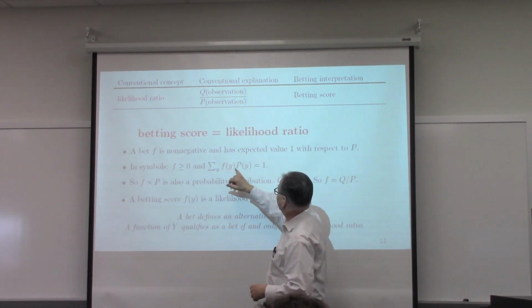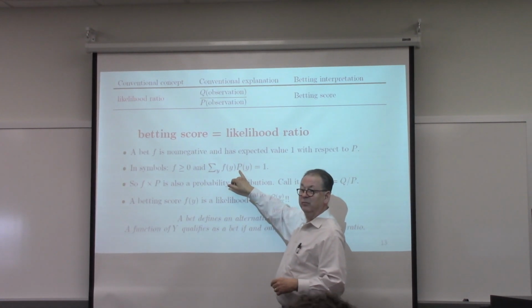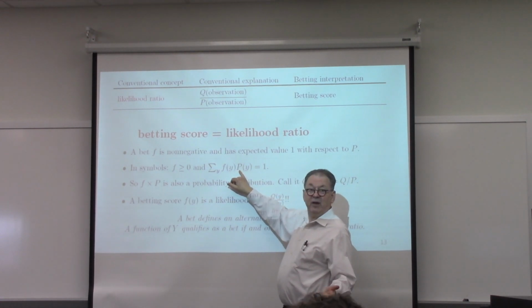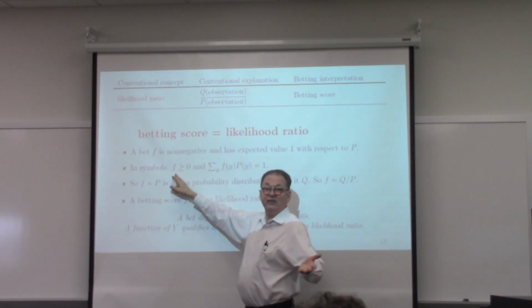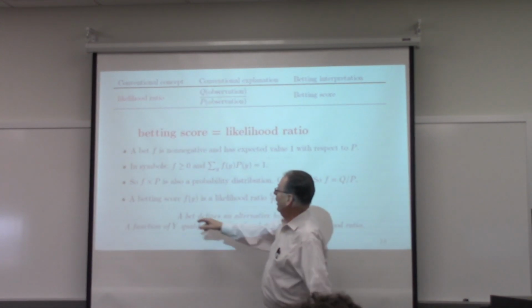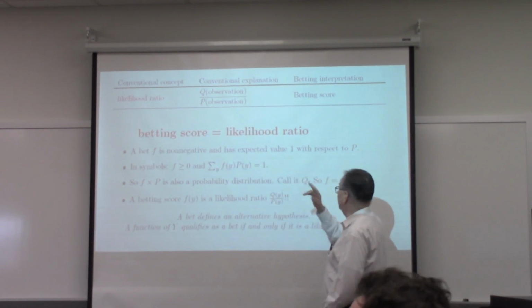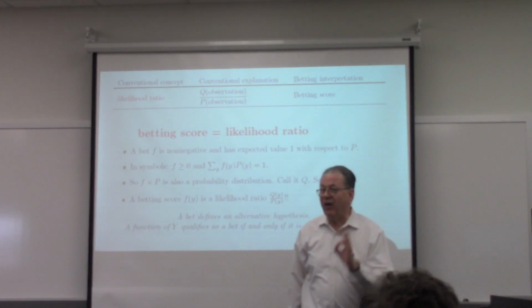What does that tell you? That tells you that F times P is also a probability distribution. Because if you took F times P, the probabilities would add to 1, and they're non-negative. P is non-negative and F is non-negative. So F times P is a non-negative probability distribution. I'll call it Q. So my bet defines an alternative.